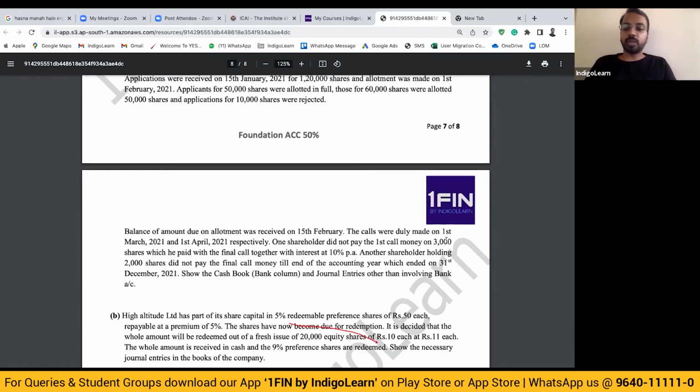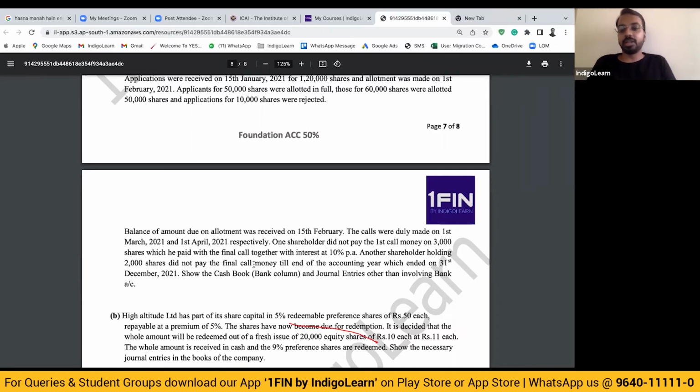The calls were duly made on 1st of March of 21 and 1st of April of 21. One shareholder did not pay the first call money on 3,000 shares, which he paid with the final call together with interest at 10% per annum. Another shareholder holding 2,000 shares did not pay the final call money till the end of the accounting year, which ended on 31st December of 21. Show the cash book bank column and journal entries other than involving bank account.